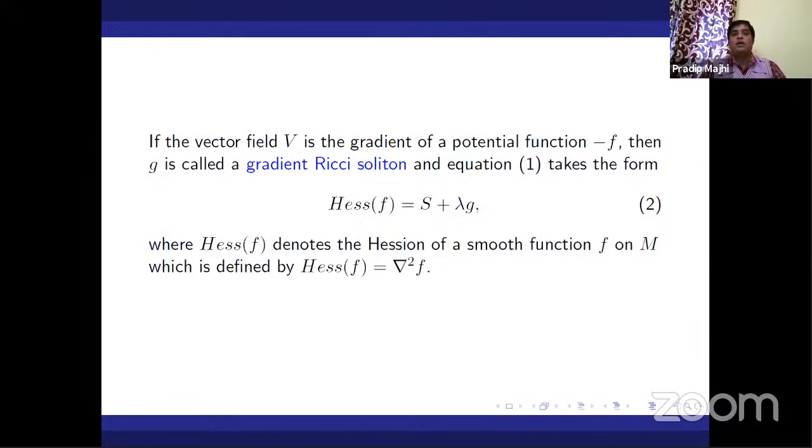If the potential vector field is the gradient of some smooth function minus f, then the equation of the Ricci soliton takes the form Hess f + S = lambda g, where Hess f is the Hessian of the smooth function f, defined by Hess f = del squared f, and in this case the metric g is called a gradient Ricci soliton.